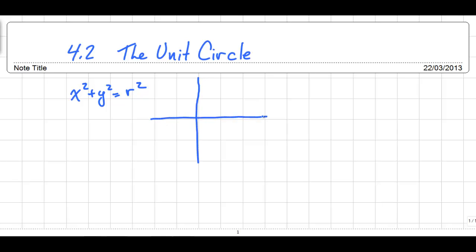So if I had a circle centered at the origin, and I had some point over here, let's call that point P with coordinates x comma y. If I plugged in whatever those x and y values were, then that would equal, in this formula, the radius squared.